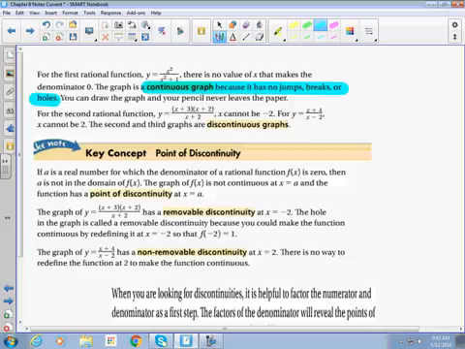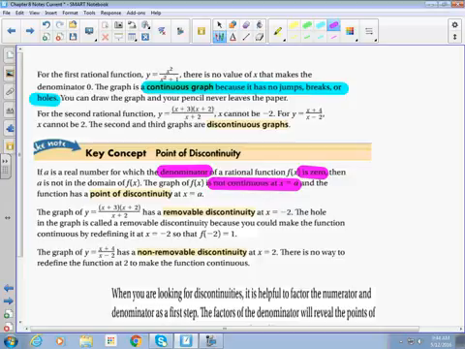All right, key concept. Point of discontinuity. If a is a real number for which the denominator of the rational function is 0, so let's highlight the important words here: denominator is 0. Then a is not in the domain. The graph of f of x is not continuous at x equals a, and the function has a point of discontinuity at x equals a.